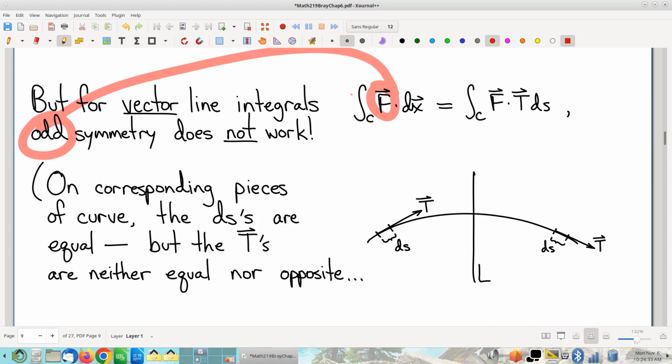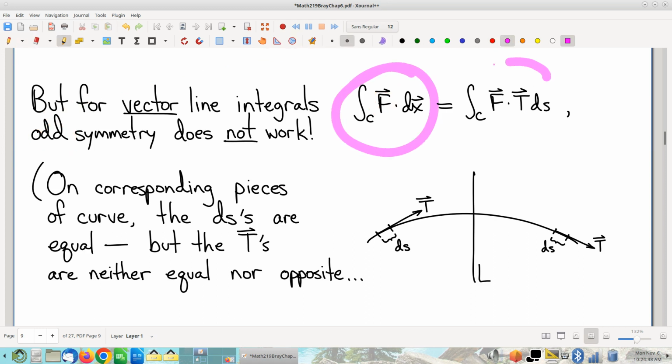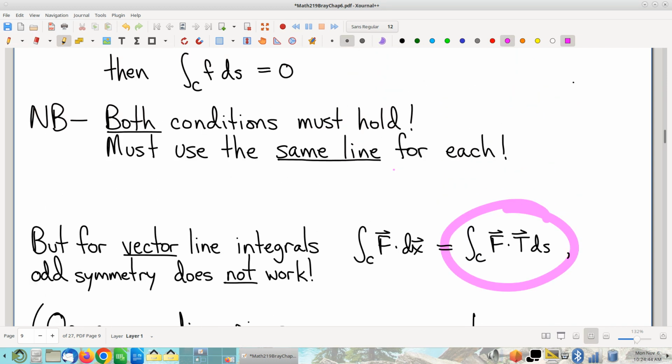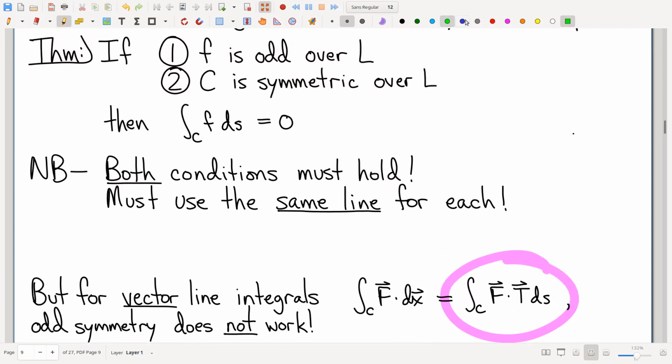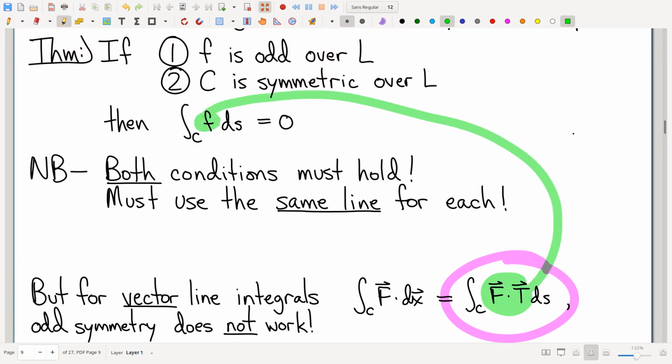It just doesn't work. What you can do, though, is take your vector line integral, rewrite it like this. Once you have it in this form, realize that this integrand, not F, but F dot T, is the integrand for what is, in fact, now a scalar line integral. And there you can cite the symmetry theorem for the scalar line integral that we already talked about. Okay, so that's what you have to be careful with.